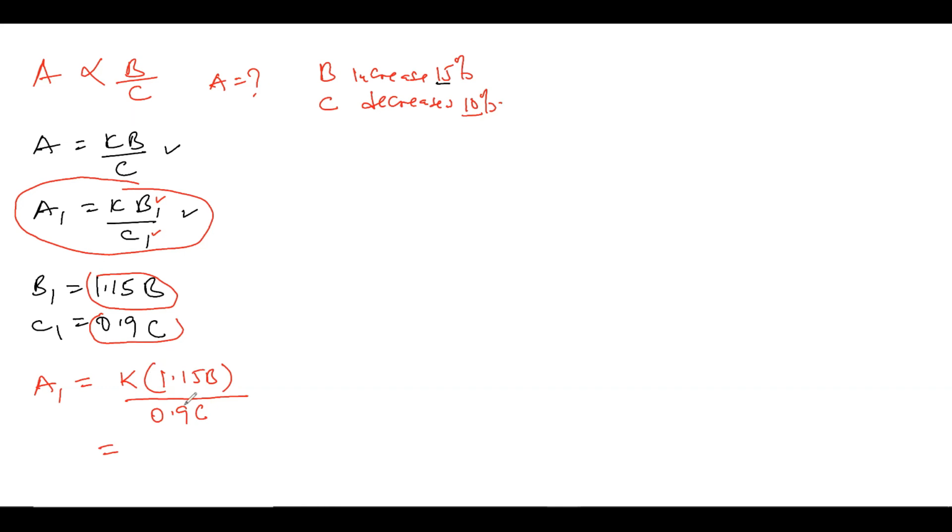That is what I said, that we simplify early. Right now I'm simplifying. So can we simplify this? What is 1.15 divided by 0.9? 1.277. Another 7. Then what will I write in front of it? K, then B, then over C. So I've simplified that statement. This is my new A1.